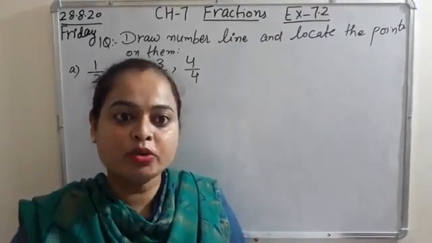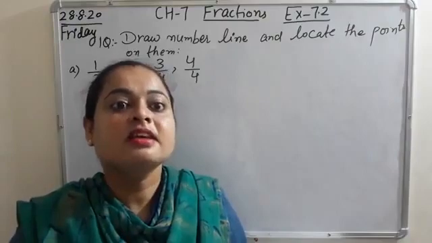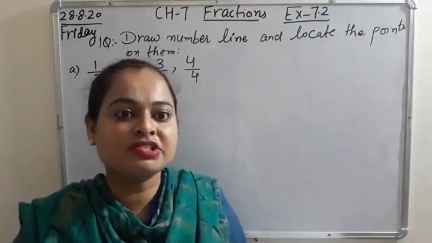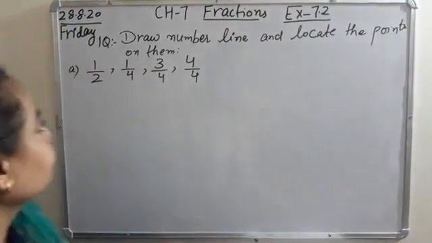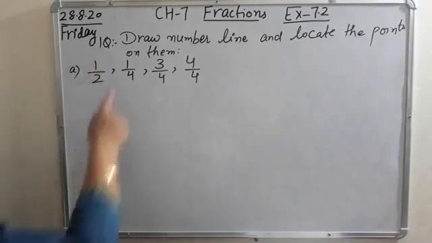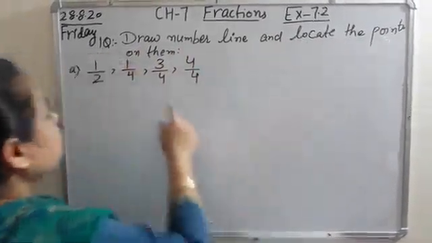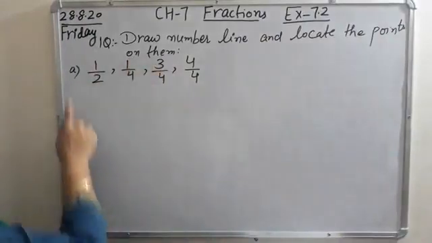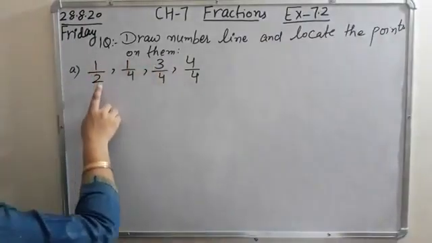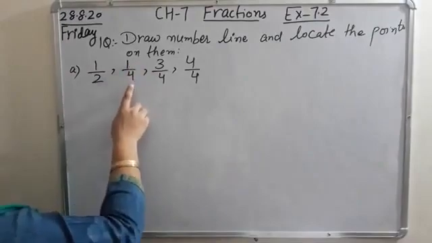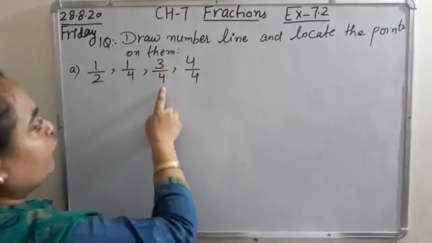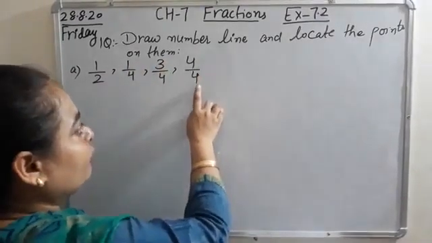Today I am going to start exercise 7.2 from the chapter fractions. First question, draw a number line and locate the points on them. A part: 1 by 2, 1 by 4, 3 by 4, 4 by 4.